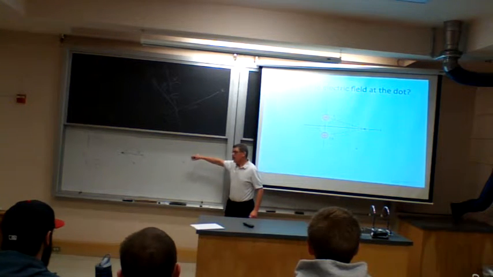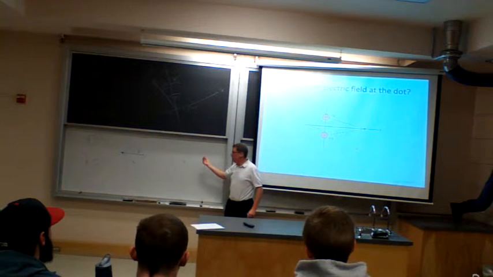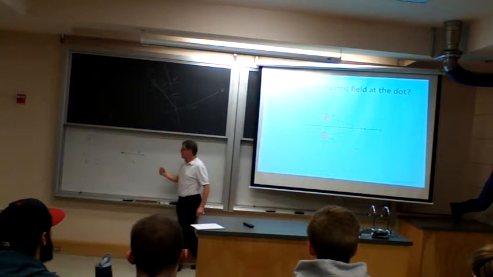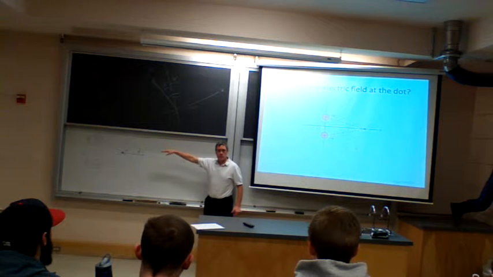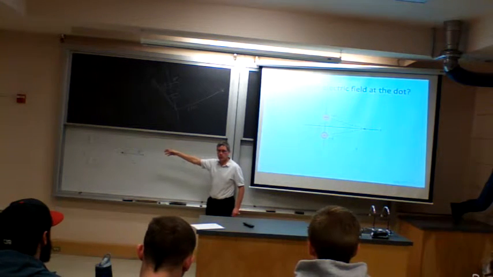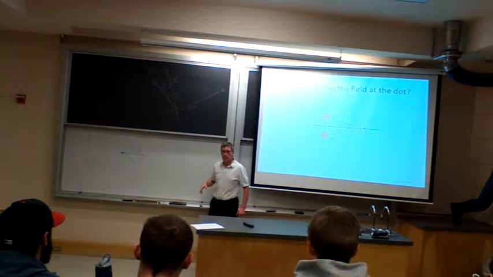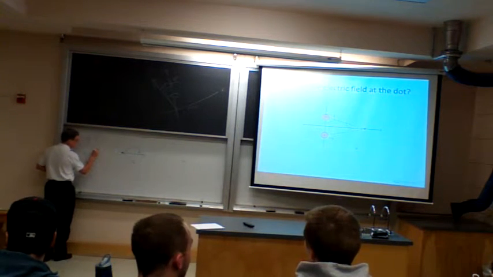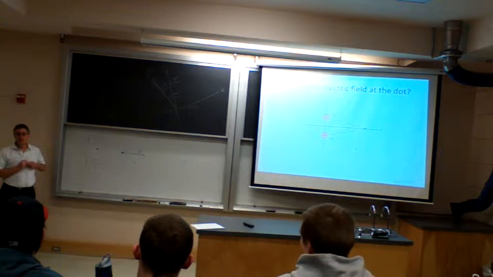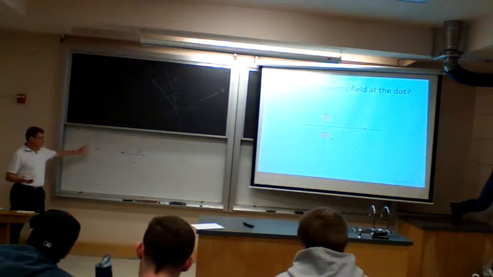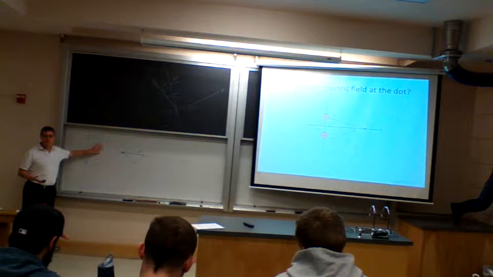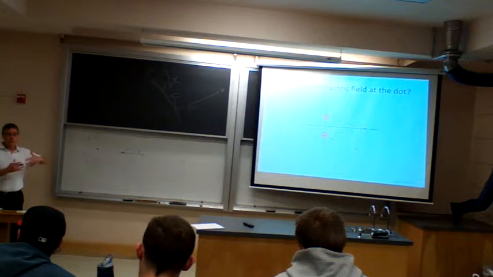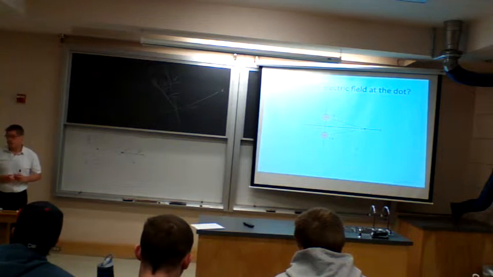In fact, if I get far enough away, I can ignore the fact that those are distinct charges and treat them as a point charge in the middle, and I'll get about the right answer. Now, if I get really close, say right between them, what's the electric field right there? Zero, right? So it's a very bad choice if we're close. But if we get far enough away, these two charges look like just a single charge.